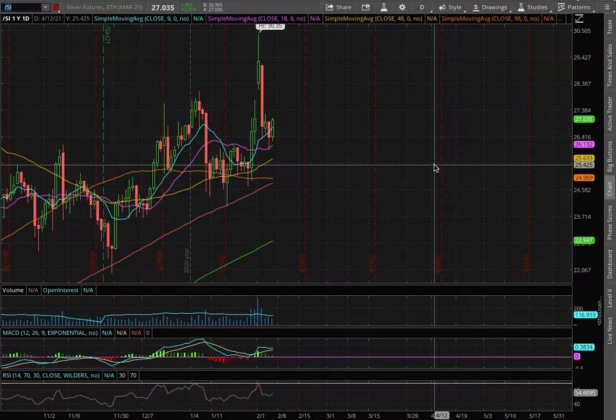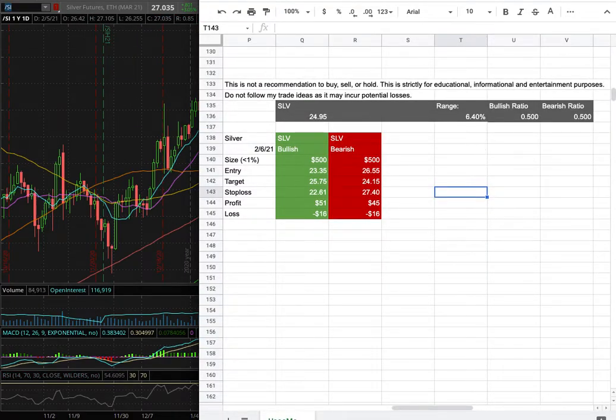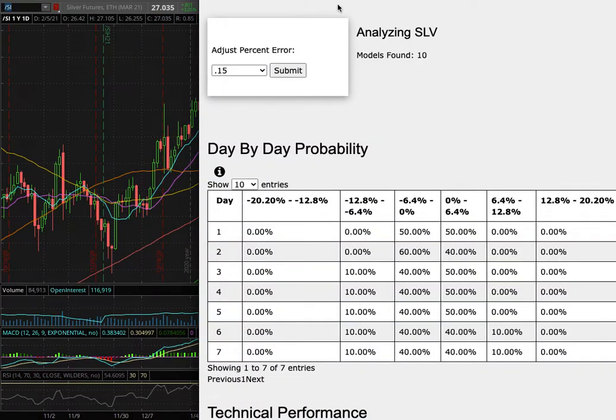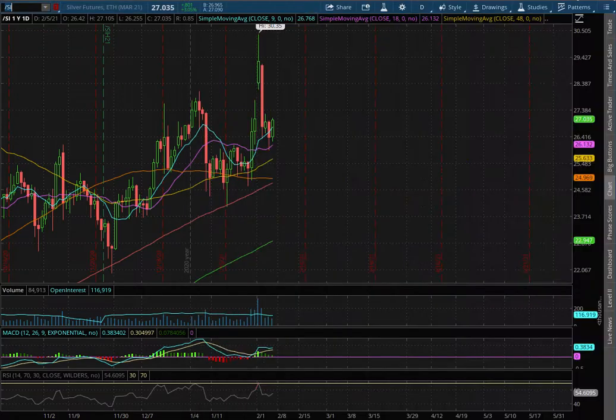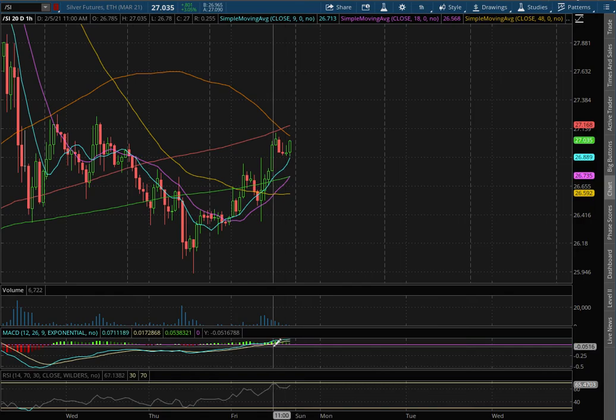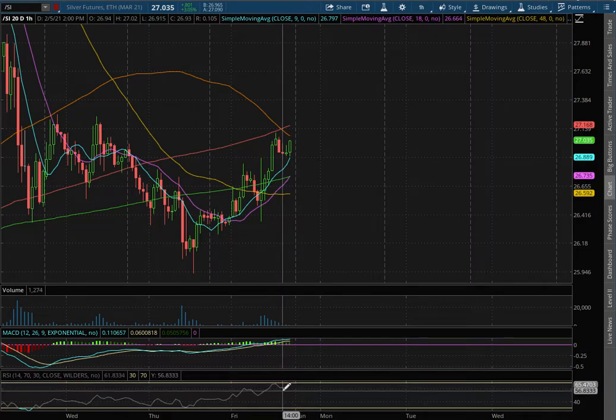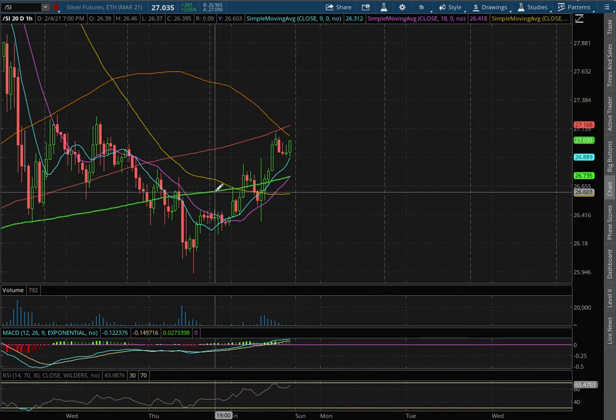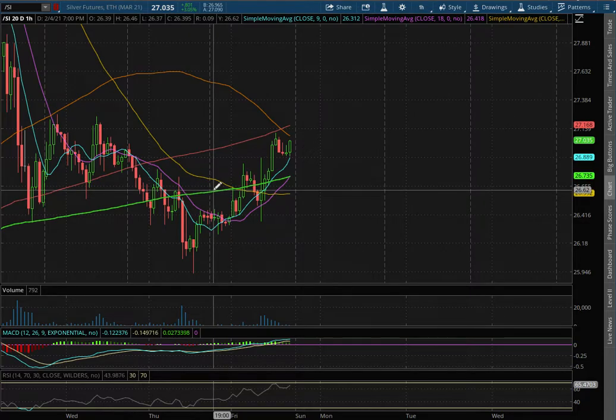Going over silver futures. In this video, we'll be going over my trade idea of the week and the day-by-day probability model. So let's start off with the technical analysis on the 1 hour chart. We have now approached positive MACD and we're nearing overbought levels with the RSI. We have broken above the 200 moving average, this green line, which will act as our temporary support at the price of $26.74.